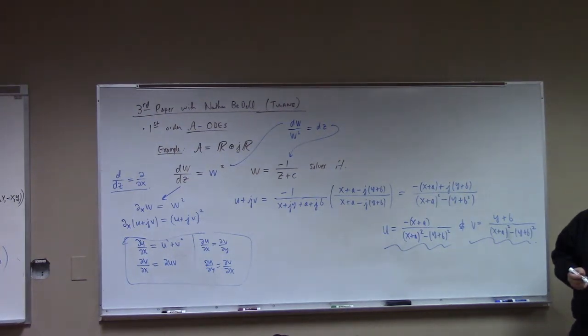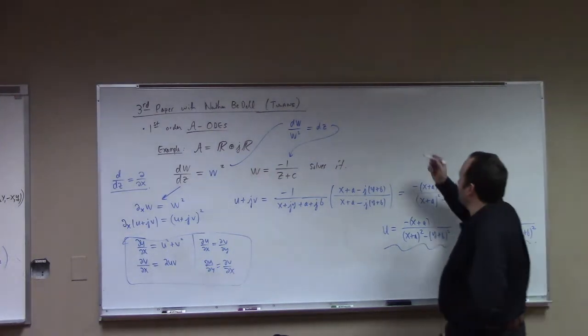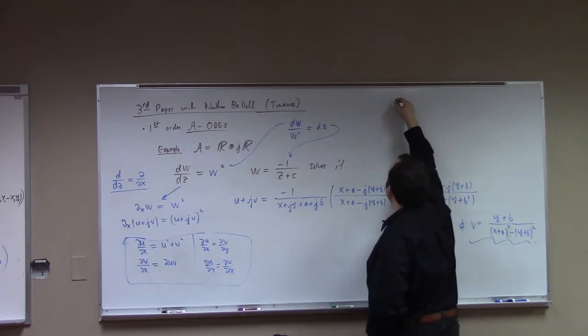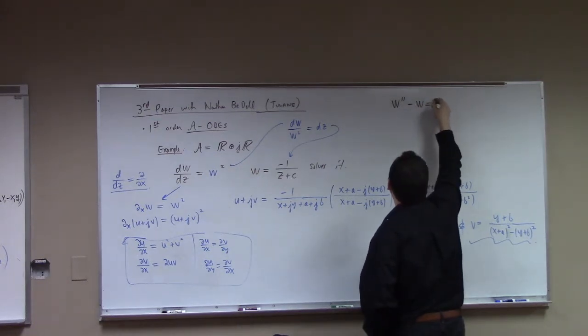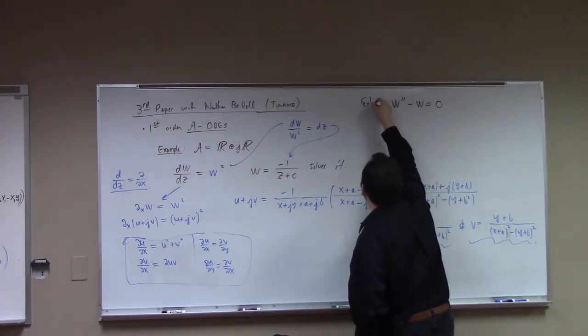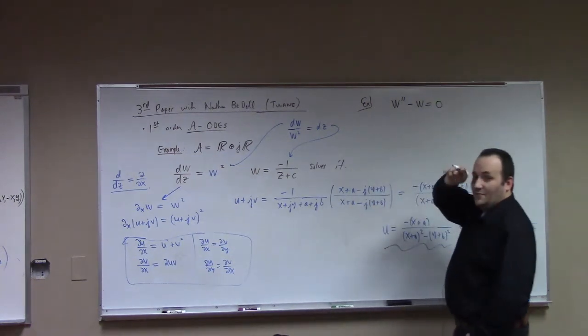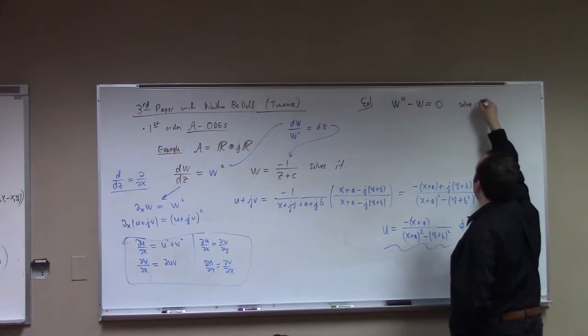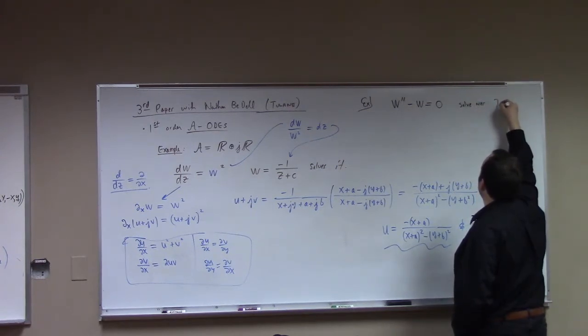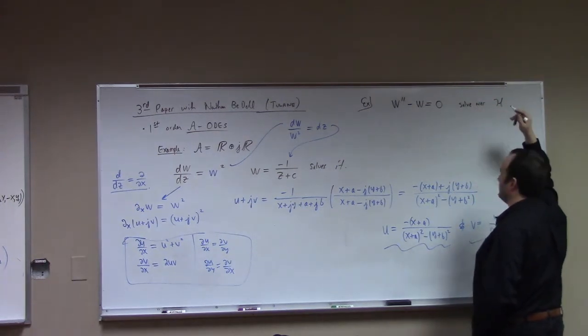Let's see here. I think even this one is enough, something like this. Suppose you wanted to solve w prime prime minus w equal to 0. I think we've gotten a lot of insight just from this example. Right? And I want to solve over the hyperbolic numbers, right?